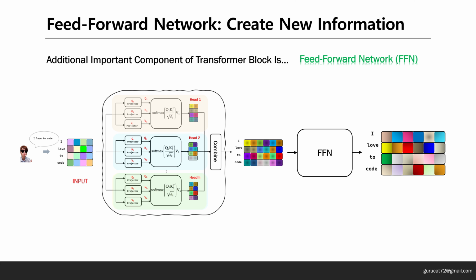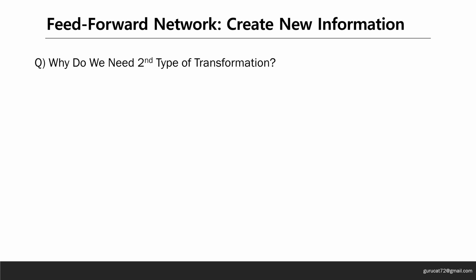Up to this point, we've only dealt with attention. But a transformer block actually applies two different transformations. First, with multi-head attention, and second, with the FFN. After the contextual mixing at the attention stage, the FFN further transforms each token individually to generate even deeper representations. Why do we need this second type of transformation? If attention already mixes information, what's missing? Let's break down the limitations of attention.